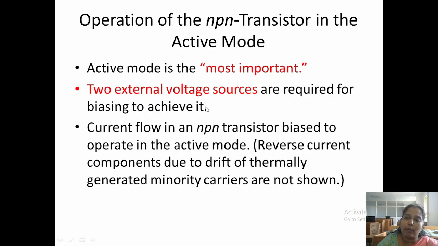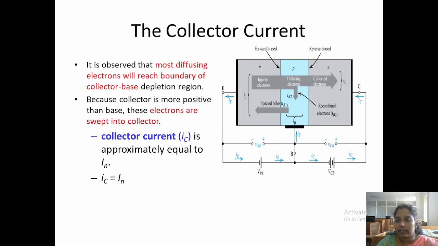Among these three modes of operation, the active mode is the most important mode in the transistor. Two external voltage sources are required for biasing to achieve it, and the current flows in an NPN transistor biased to operate in the active mode. See the internal structure of the NPN transistor. This is the emitter, this is the base, and this is the collector, and the emitter has electrons, which are injected.